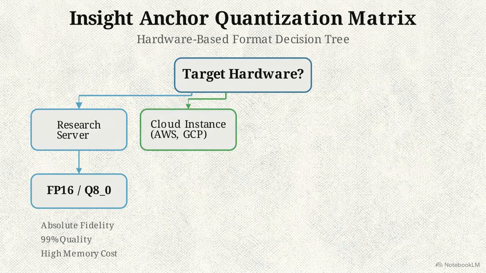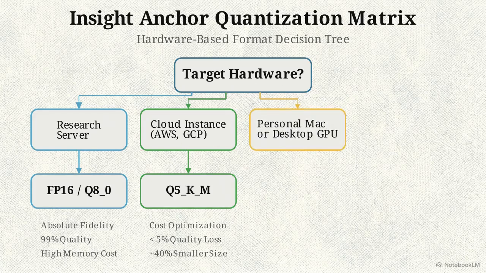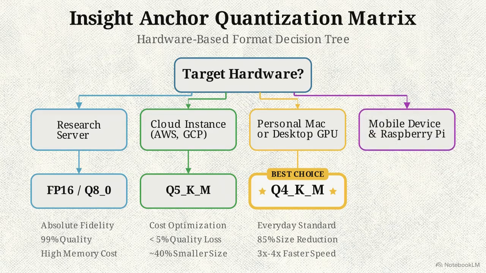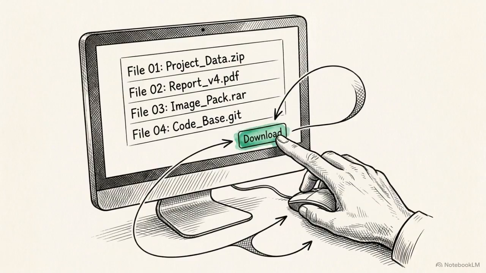If you are an engineer paying for cloud compute by the hour, Q5_K_M provides massive cost savings while keeping quality loss under 5%. If you are running AI on a personal Mac or consumer desktop GPU, Q4_K_M is the undisputed choice for everyday use. And if you are deploying to mobile devices or a Raspberry Pi, you need to stick with INT8 or Q4_K_S to fit the physical limits of the chip. Matching your exact use case to this matrix eliminates the paralysis of the repository download page.